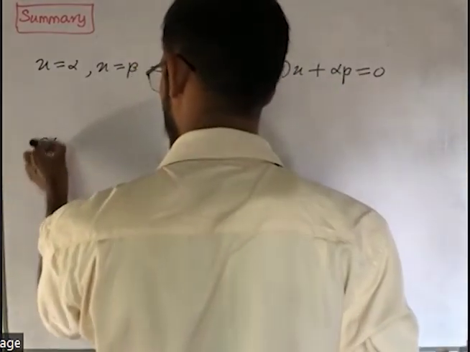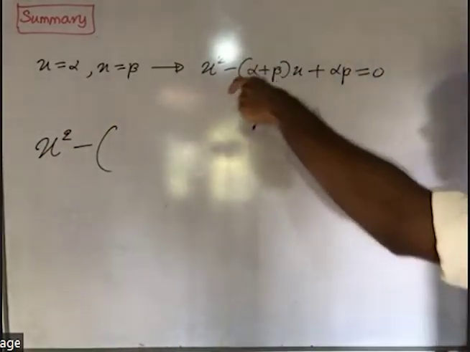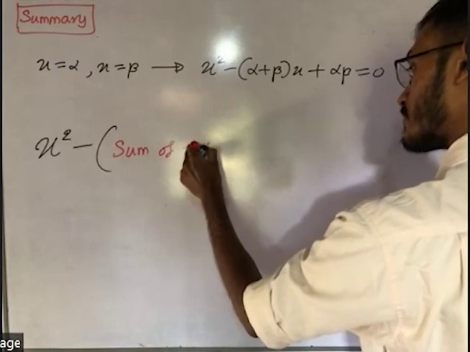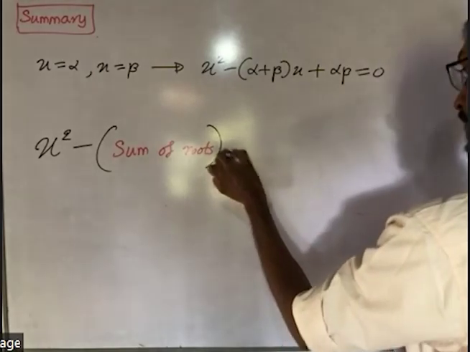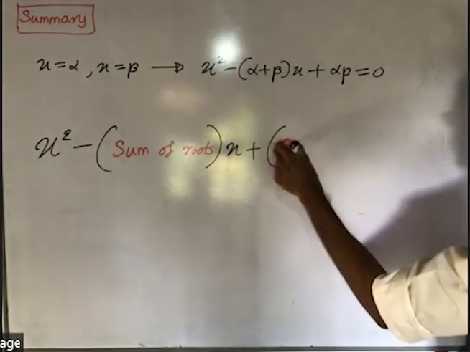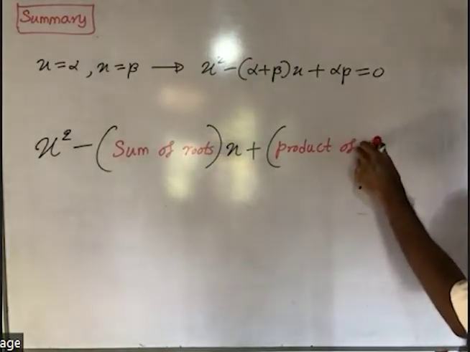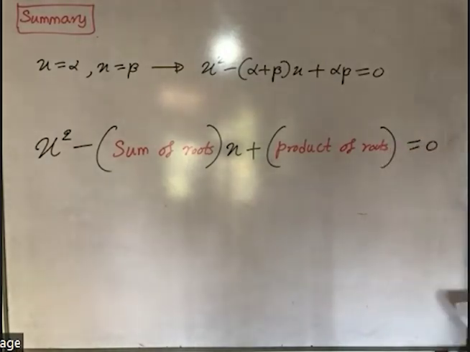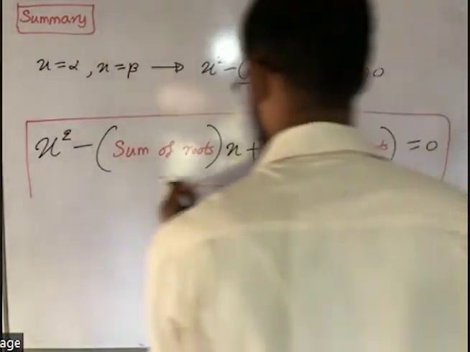So write down x square minus, here we have, if the roots are alpha beta, here we have alpha plus beta. That means sum of the roots. Here we have sum of roots into x, plus here we have alpha beta, that means product of roots. Right. So this is a theorem. This is a standard theory. We use this theory to simplify the problems.